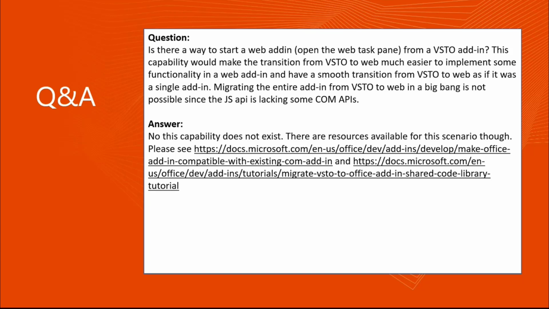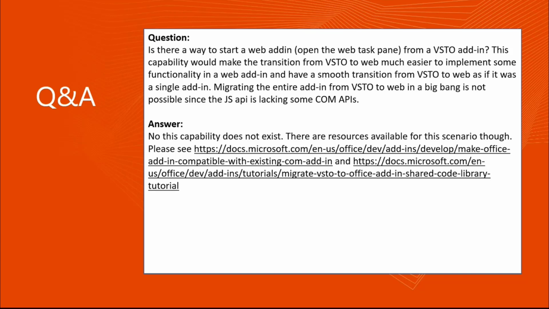And the next question is: is there a way to start a web add-in from a VSTO add-in? This capability would make a transition from VSTO to web much easier to implement, to have a smooth transition from VSTO to web as if it was a single add-in. Migrating the entire add-in from VSTO to web in a big bang is not possible since the JS API is lacking some common APIs. And that's true, there's not parity today. So it might not always make sense to migrate. So right now, no, there is not this capability to launch a web add-in from VSTO.